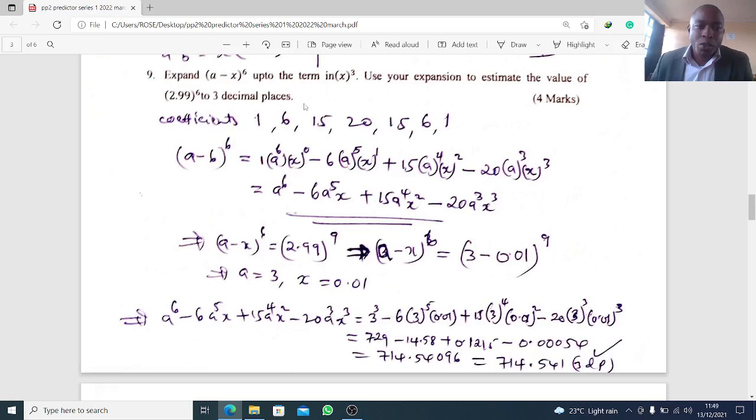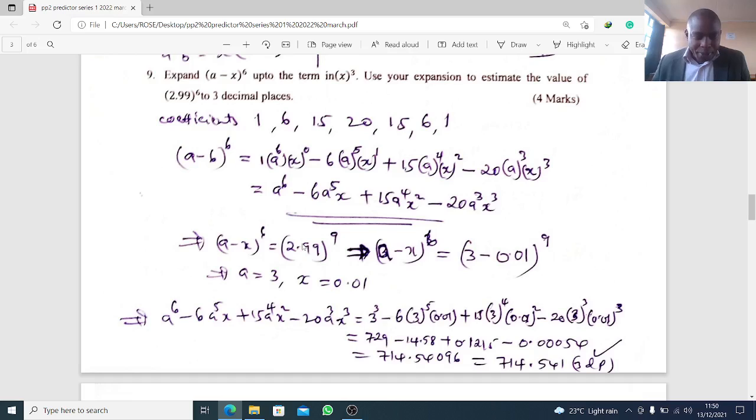So we need to find a minus x power 6 which is the same as 2.99 power of 6. So it is power of 6 and not 9, power of 6 here. So that if we deal with power of 6, the powers will cancel, so that we remain with a minus x equals to 2.99.